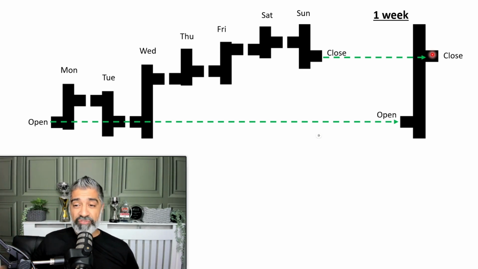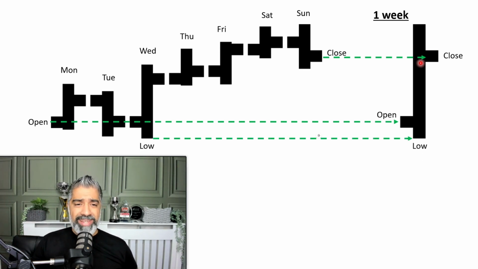And there's 2 other bits that you really want to know. It's the low. We can see on Wednesday, on here, on the weekly bar, we wouldn't know what day the low occurred. So we can go down to a lower degree time frame, which is the daily chart. And here we can see that the low occurred on the Wednesday and is represented on the weekly bar over here.